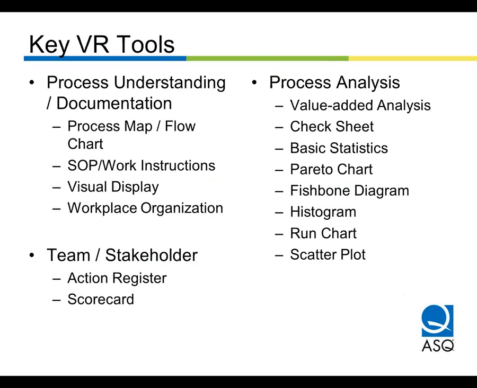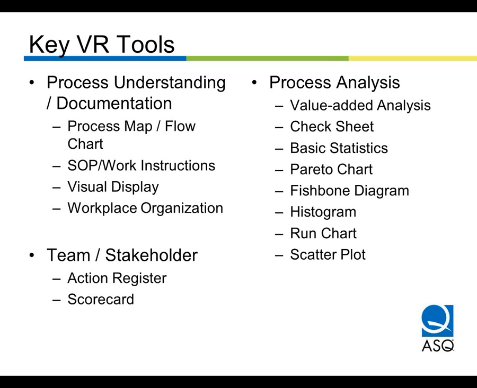The tools that were integrated into the roadmap fell into 3 main categories. First, those tools that focused on the team understanding the process and documenting that process. So those included process maps, flowcharts, standard operating procedures, work instructions, visual displays, and workplace organization, or 5S. Second set of tools focused on team communications and communications with their stakeholders. That included an action register and a scorecard.